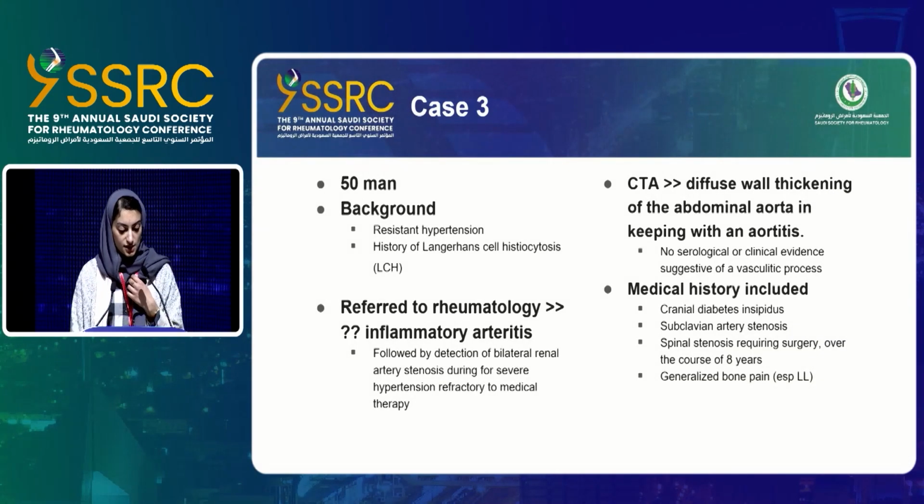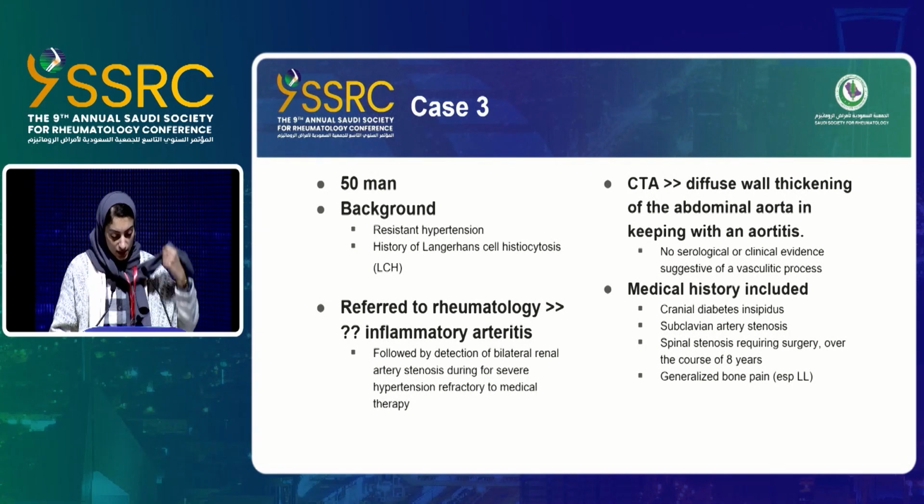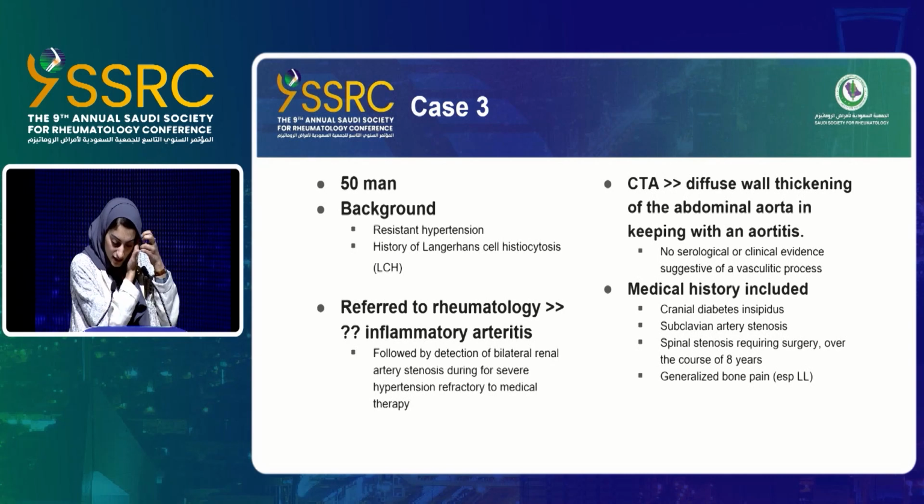The third case is about a 50-year-old man with a background history of resistant hypertension and a history of Langerhans histiocytosis. He was referred to rheumatology with probable inflammatory arteritis. That was followed by detection of bilateral renal artery stenosis during the investigation for severe hypertension refractory to medical therapy.